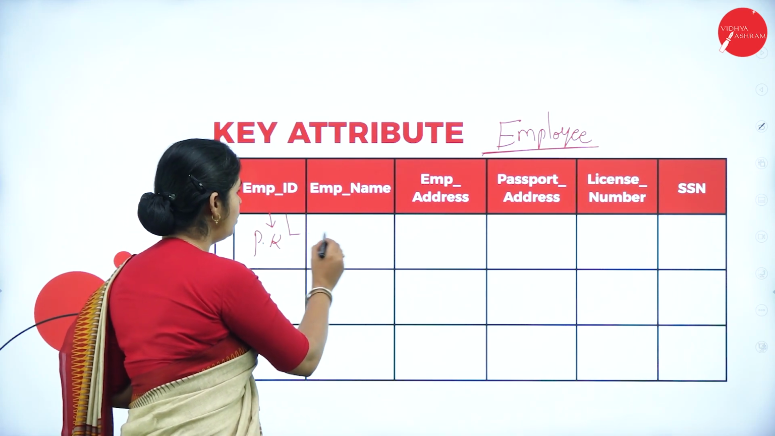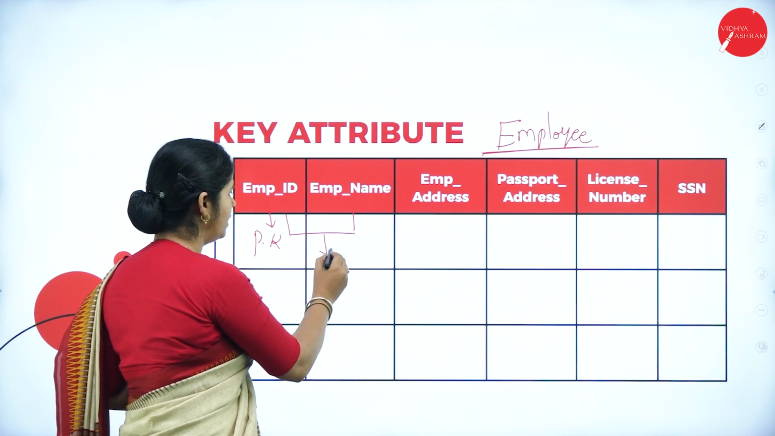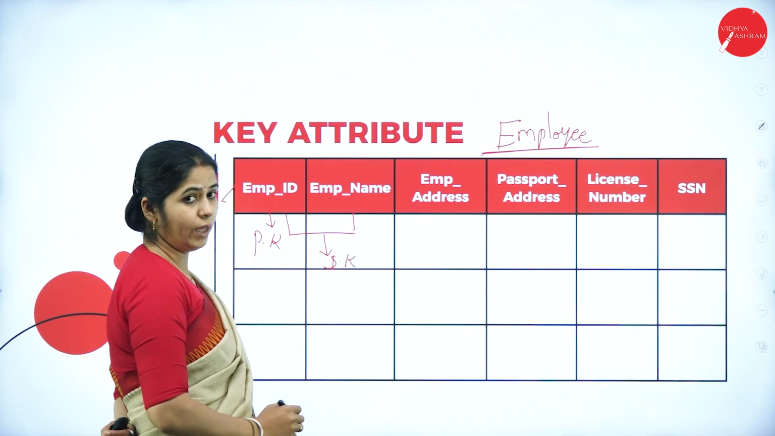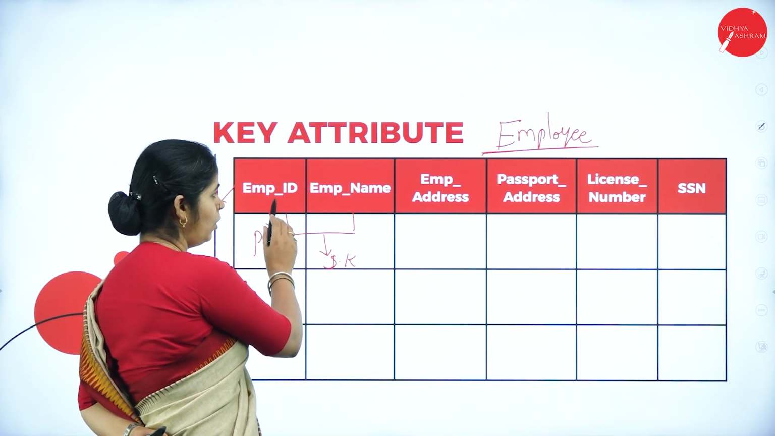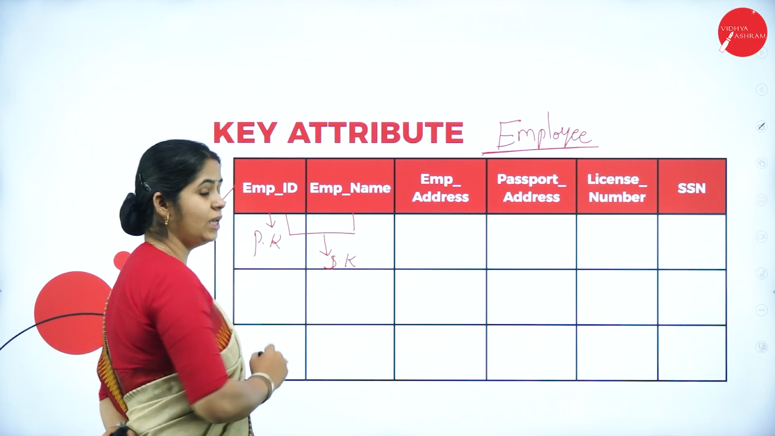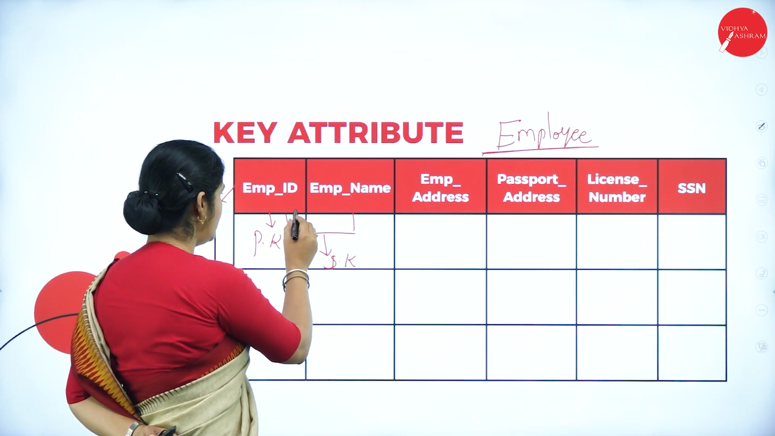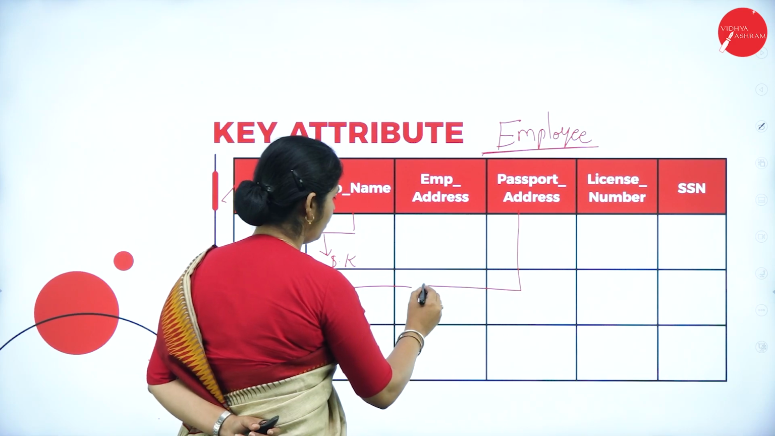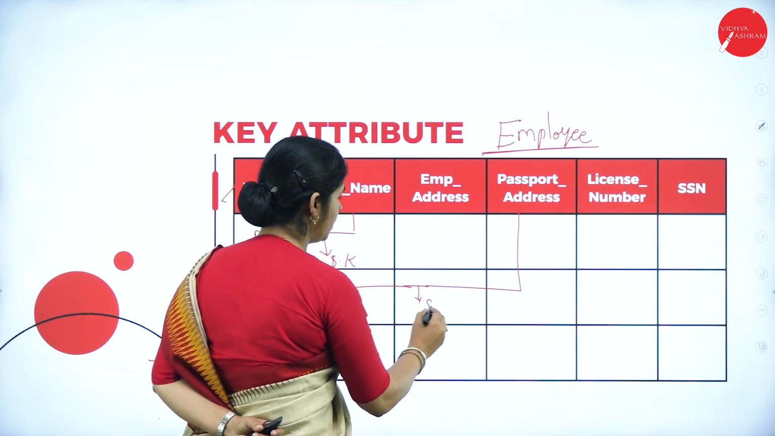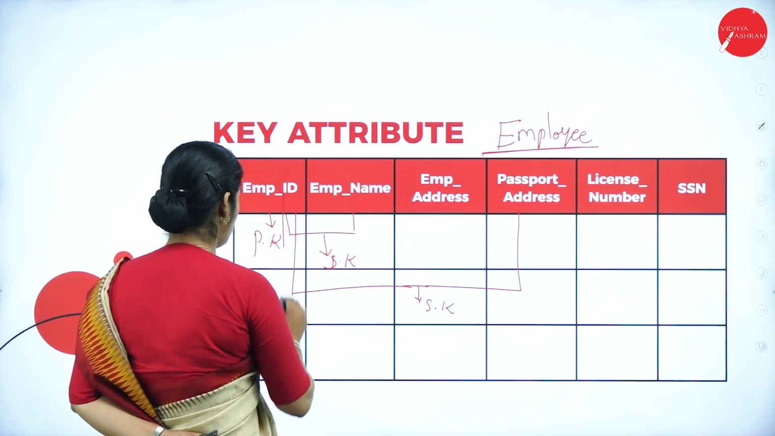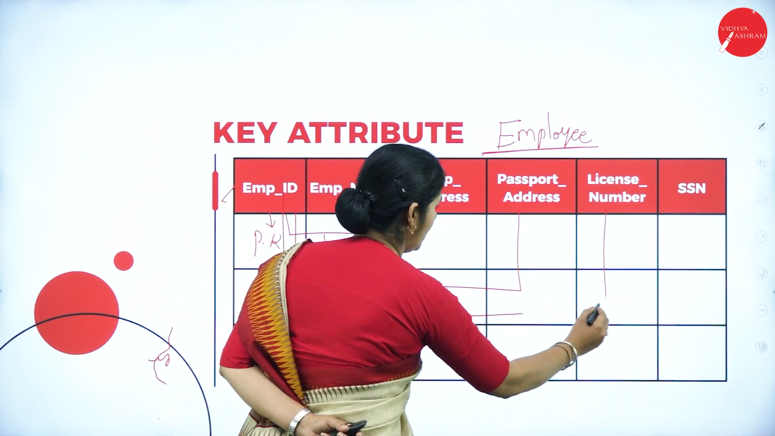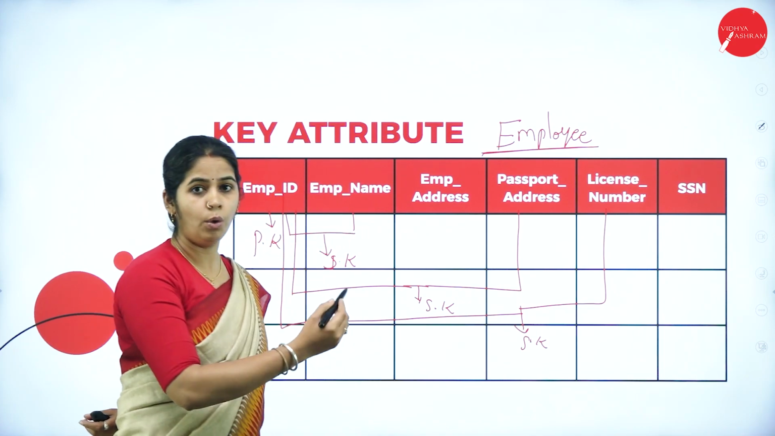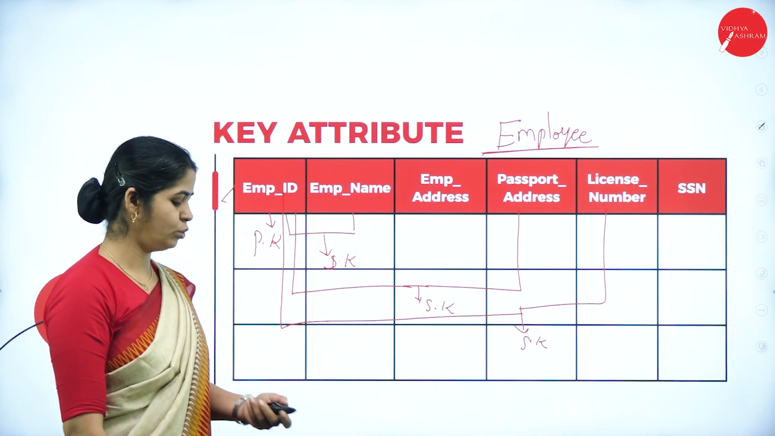Then a combination of the primary key and another key attribute is a super key. A combination of employee ID and employee name is a super key. We can even take the combination of employee ID and passport number as a super key, or you can take a combination of employee ID and the license number as a super key. Any combination can be considered a super key.